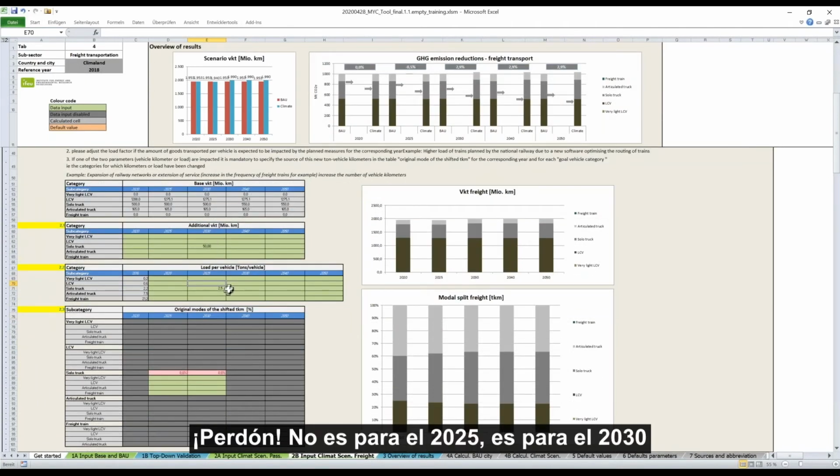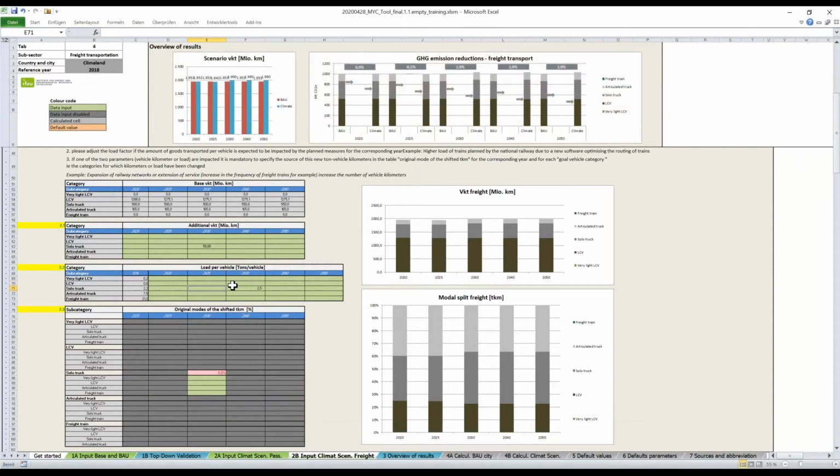Sorry, it's 2025. It's a bit misleading. We are working in 2030. So the two of them are in the same year, even if here we have 2018 as the base, so you know the values for the load of the vehicles, what you currently have in the system, and you can then say put a bit more, a bit less. That's why it's not lined up. Sorry for that, it's maybe a bit misleading.